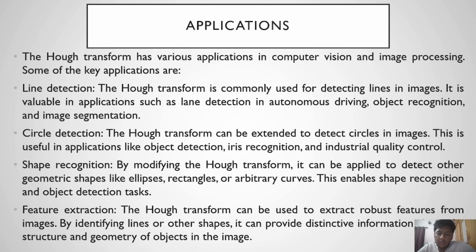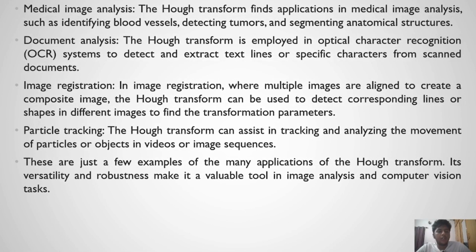Feature extraction. The Hough transform can be used to extract robust features from images by identifying lines or other shapes. It can provide distinctive information about the structure and geometry of the objects in the image. Other such applications are medical image analysis. The Hough transform finds its applications in medical image analysis, such as identifying blood vessels, detecting tumors, and segmenting anatomical structures. One of the most important ones is document analysis.